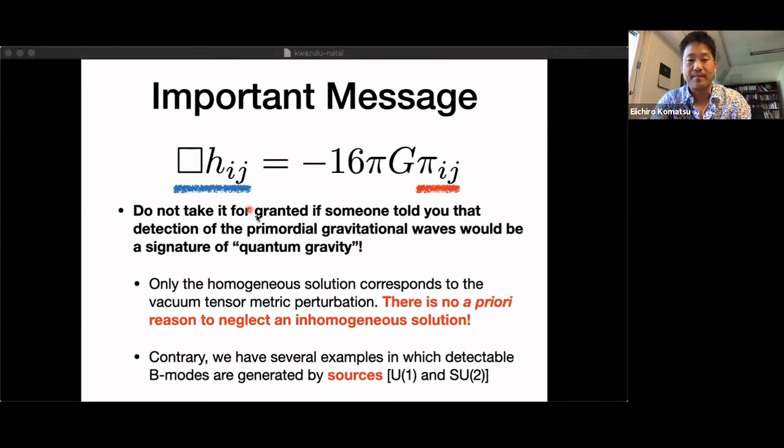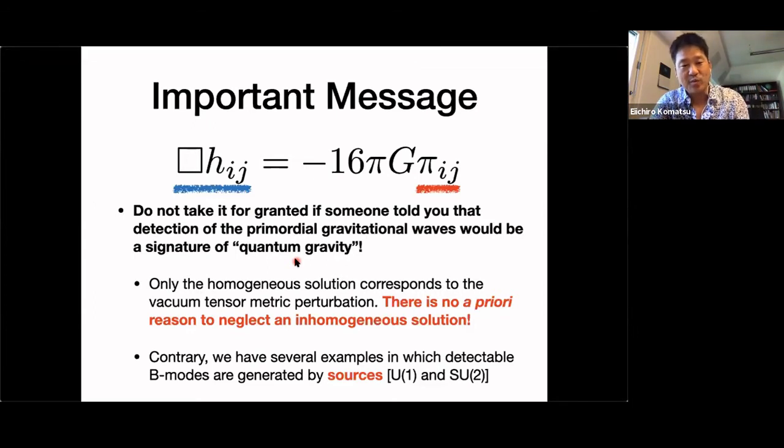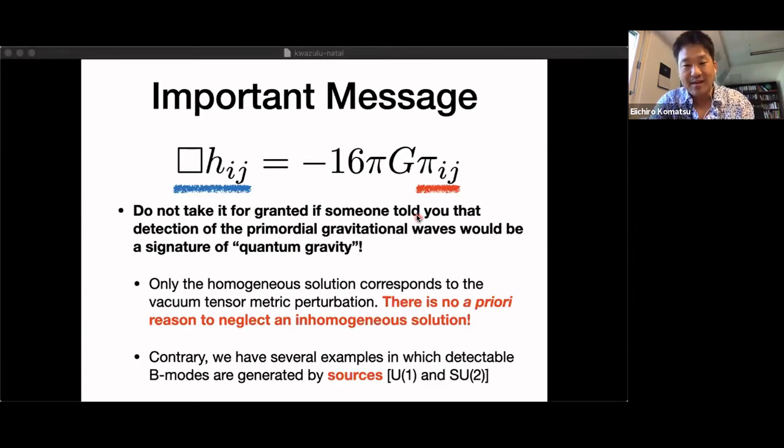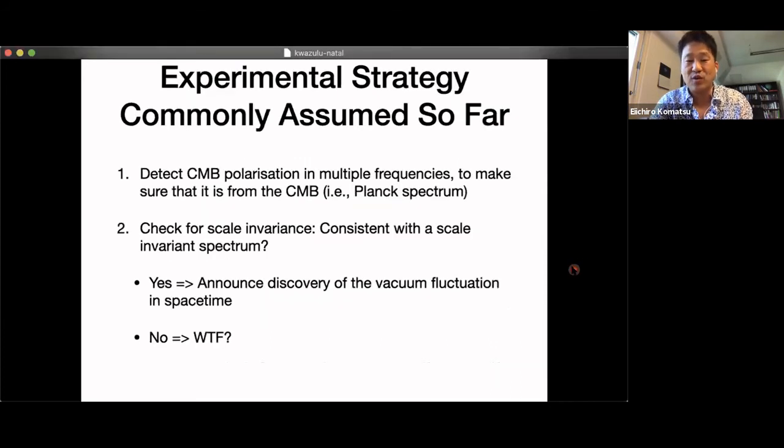That's what they mean. But in order for us to say that, we have to show that whatever we detect in B-mode polarization comes only from the homogeneous solution. But if the properties of a gravitational wave are such that it's actually more consistent with a source, then we cannot say that it's coming from quantum gravity. It's something else. It's coming from the matter during inflation. So that's a new paradigm.